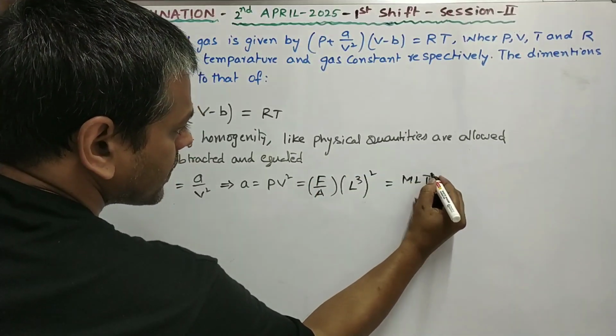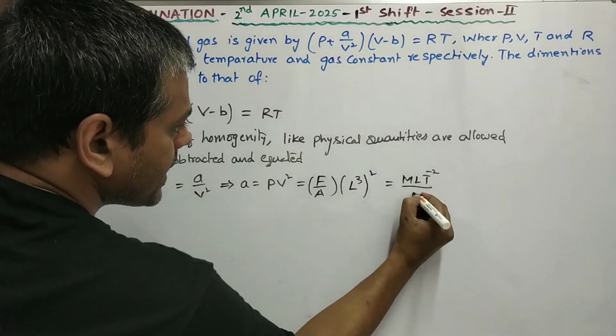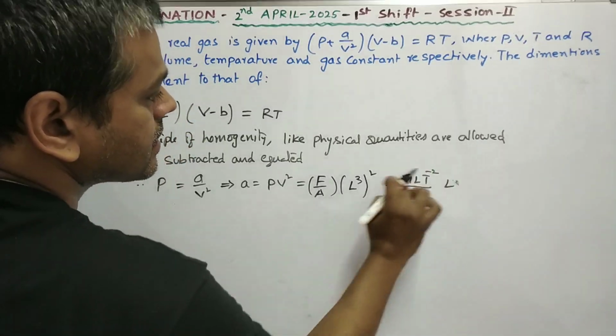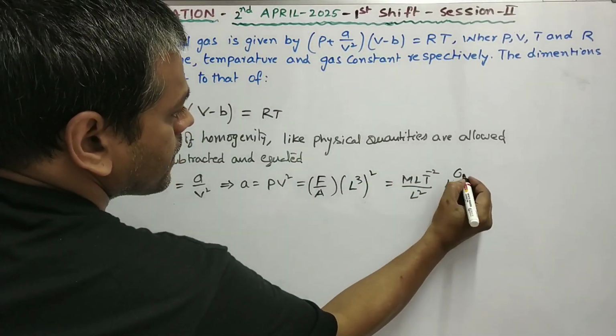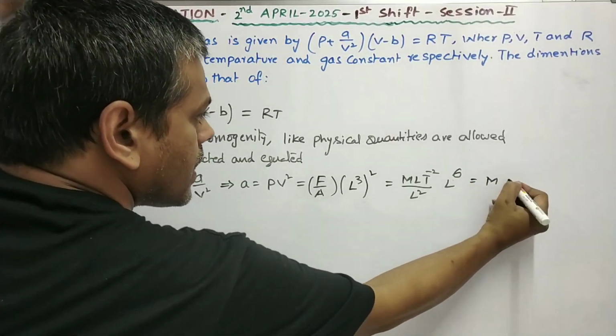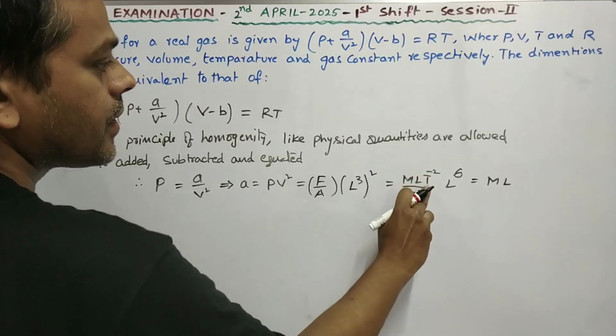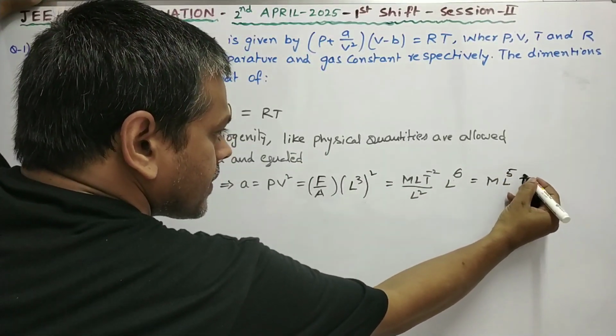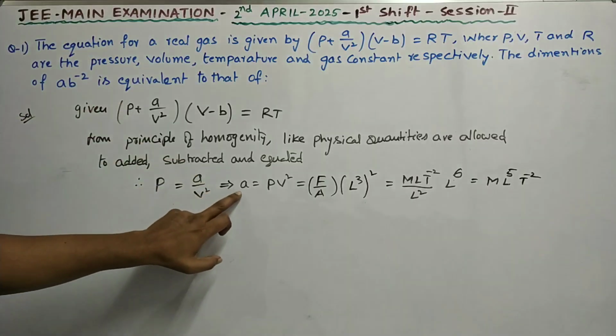F is equal to M L T power minus 2, divided by A. Area is equal to L into L, so L squared, and so the denominator is L cube whole squared, that is L power 6. Okay, so we may write L power 6 going to the numerator with minus sign, that is L power 5 T power minus 2. This is the dimension formula of A.